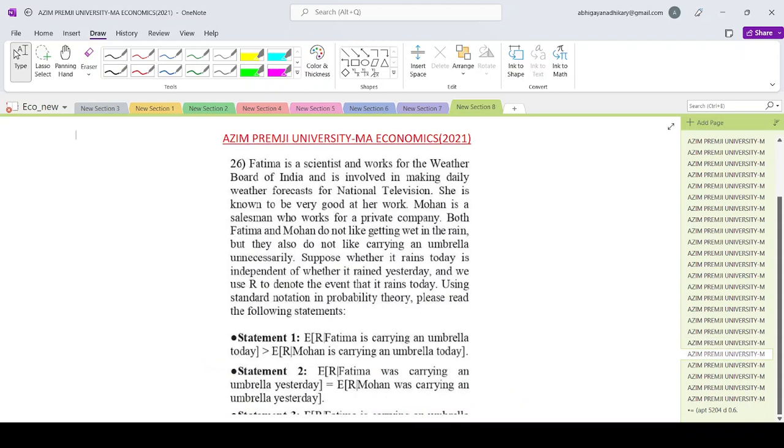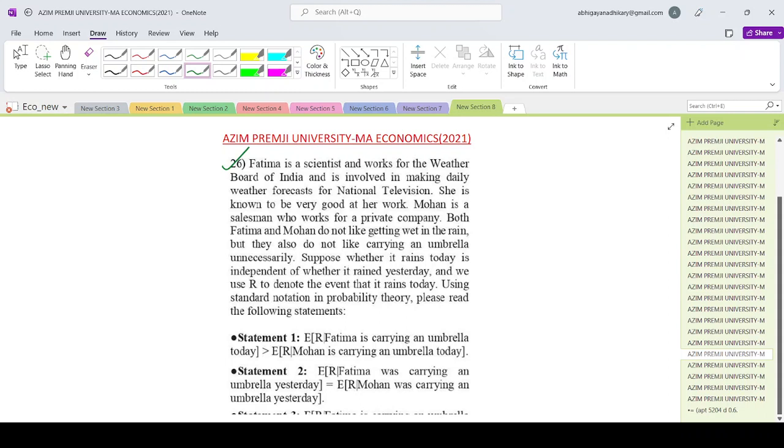Now moving on to question number 26 of the Azim Premji University paper 2021 entrance. So Fatima is a scientist and works for the Weather Board of India and is involved in making daily weather forecasts for national television. She is known to be very good at her work. Mohan is a salesman who works for a private company.